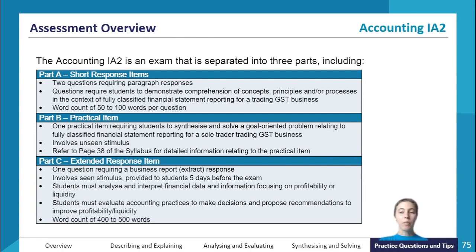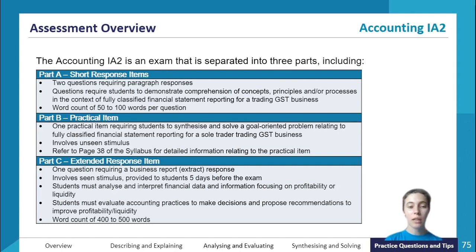So finally, we're going to have a look at your accounting IA2 and what to expect there. It's an exam that's separated into 3 parts. You've got part A with some short response items. Now this consists of 2 questions that require paragraph responses of between 50 to 100 words each. And you need to demonstrate comprehension of concepts, principles, or processes in the context of fully classified financial statement reporting for a trading GST business.